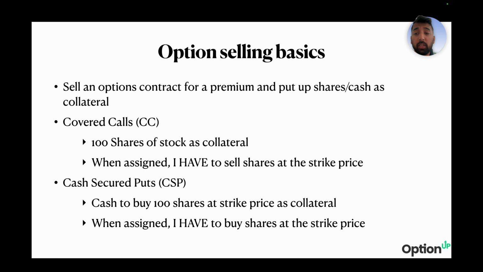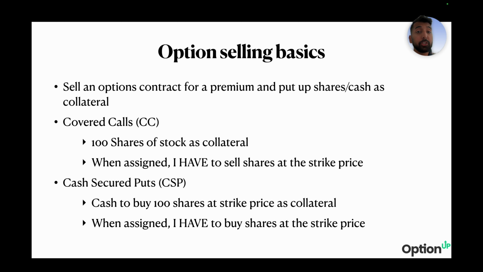So with covered calls, you are putting up your 100 shares as collateral. And if the buyer of that contract decides to exercise their right, you have to sell your shares. So if I have 100 shares of Apple, I would have to sell my 100 shares of Apple at the strike price that we agreed upon in the contract.